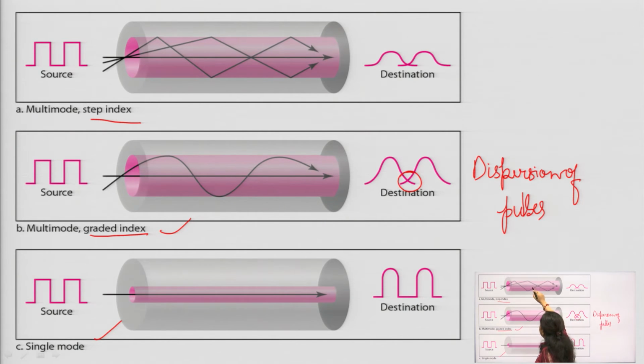In case of multi-mode step index, you can see that the sharp edge transmission will take place, total internal reflection will be quite well. Dispersion of pulses will be there, and you can also see that the energy or the strength of the signal will be reduced, but it is not affected by the noise. So, that is the case for multi-mode step index.